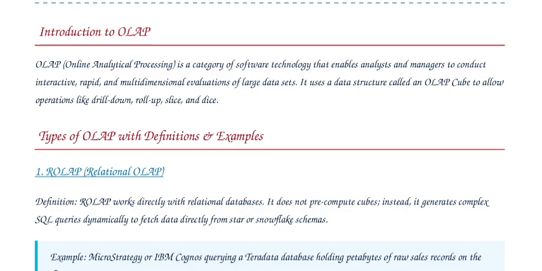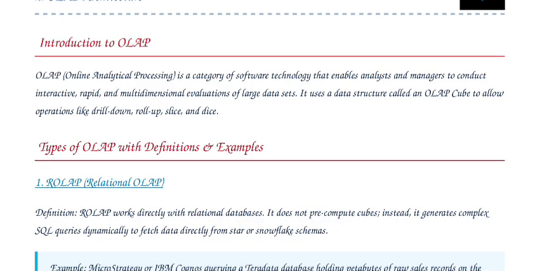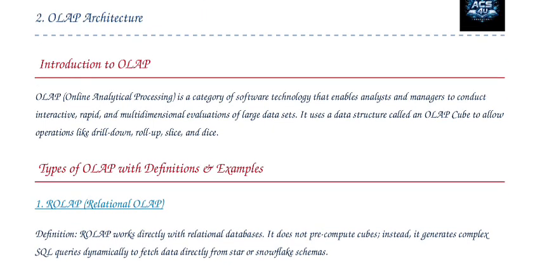Next, here comes the topic about OLAP. OLAP stands for Online Analytical Processing. It is a category of software technology that enables analysts and managers to conduct interactive, rapid, and multi-dimensional evaluations of large data sets. It uses a data structure called an OLAP cube to allow operations like drill down, roll up, slice, dice, and pivot.